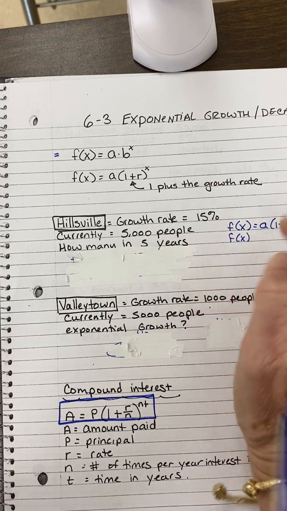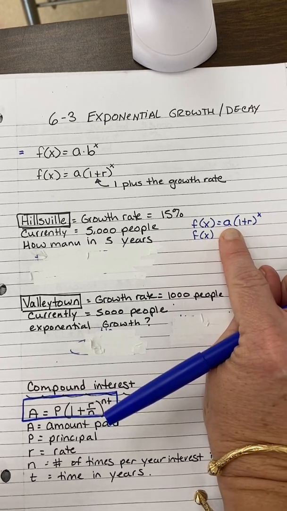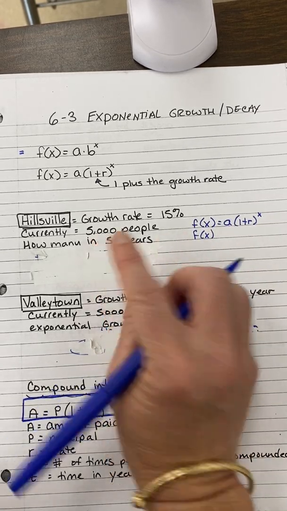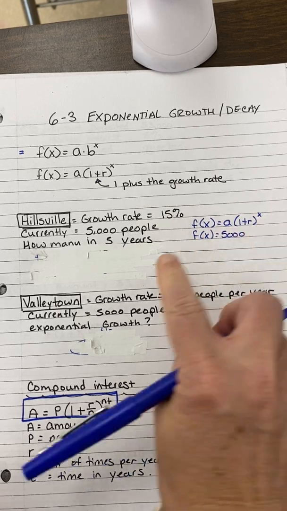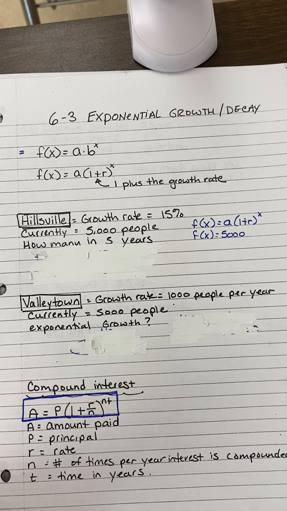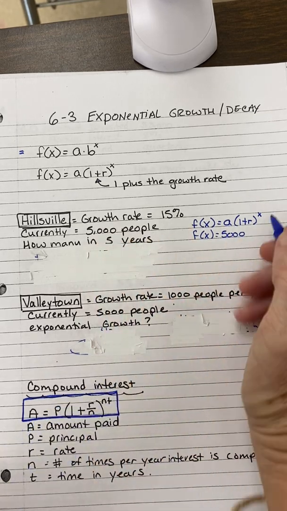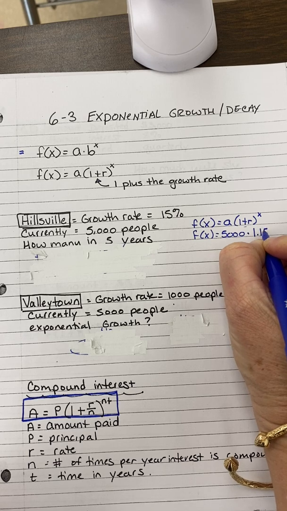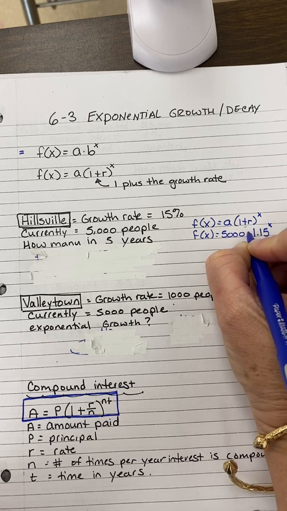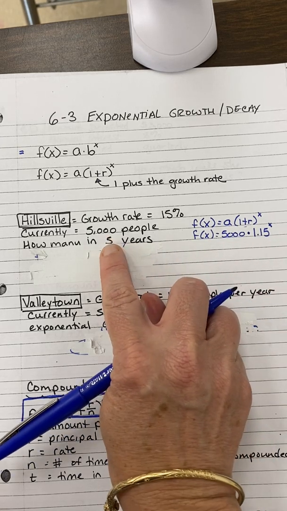So when I look here, remember A stands for the initial amount. Well, the initial amount of people in Hillsville is 5,000. So I'm going to put 5,000. The rate at which it's growing is 15%. Well, 15% is 0.15, but I also get that 5,000 people back. So my rate, I'm going to fill in here 1.15. And I'm going to raise that to the x power. So this is kind of like function notation, and now I'm going to solve it for 5 years.